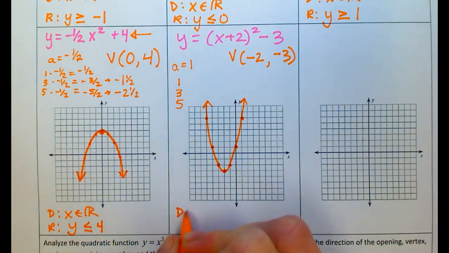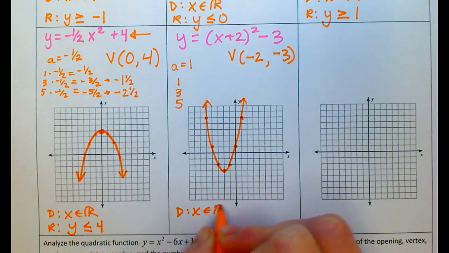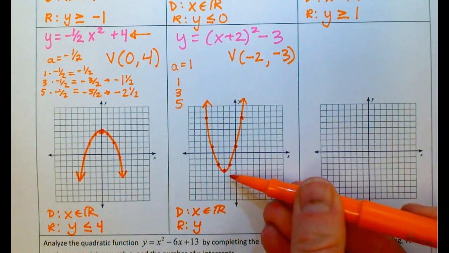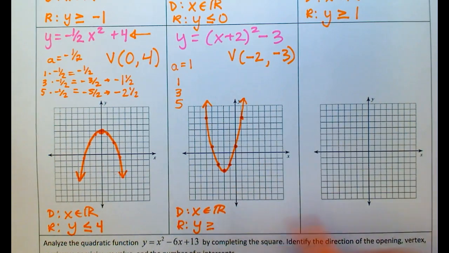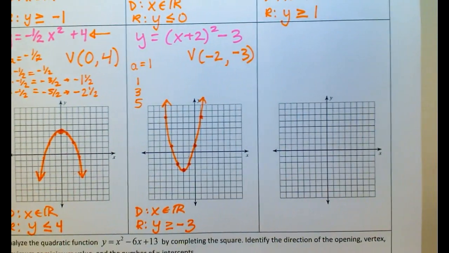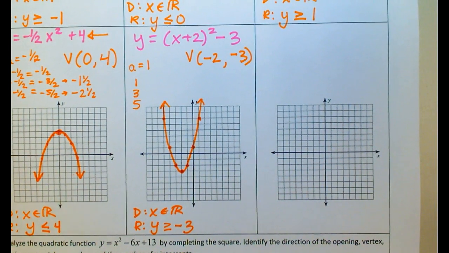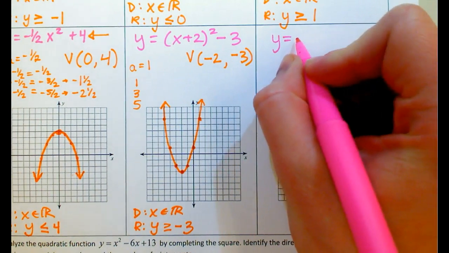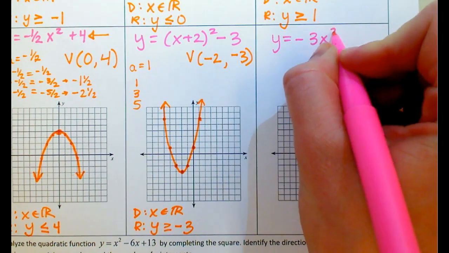Domain for this one is all real numbers. And the range this time, all of my y values are greater than or equal to that bottom number of -3. All right, our last graphing problem, y equals negative 3x squared.